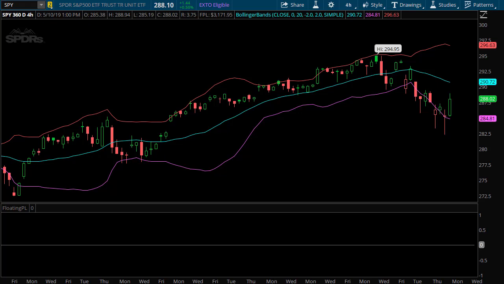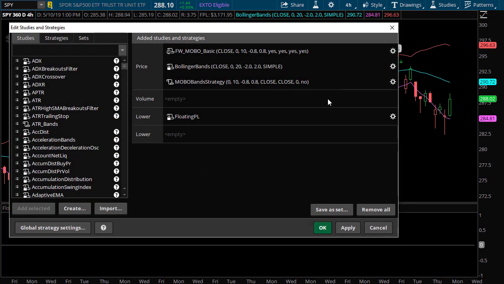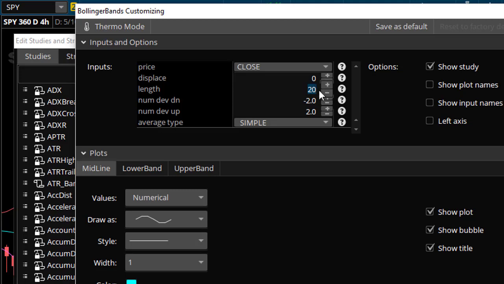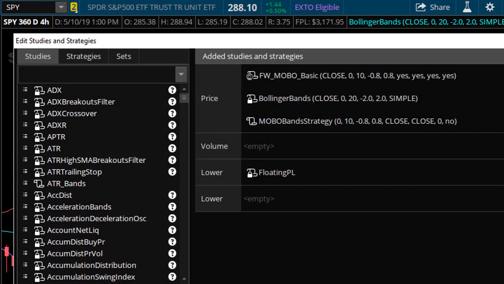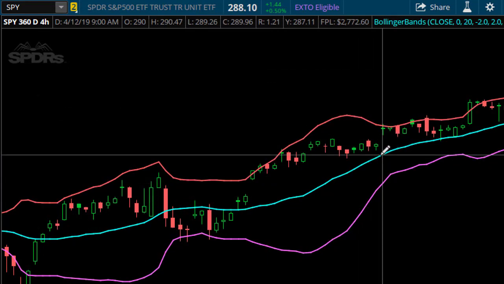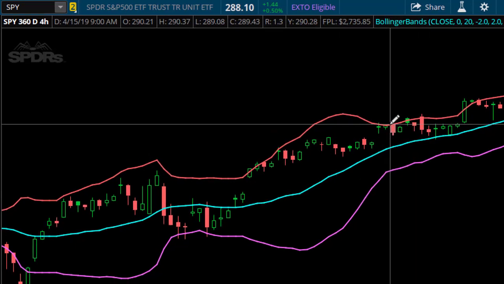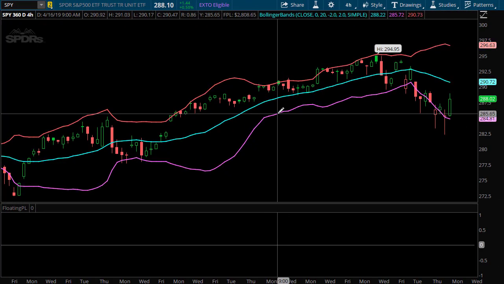So let's start with the Bollinger Band. I'm going to dive into the settings real quick, and the basic Bollinger Band setup is a look back period of 20 with a standard deviation of -2 and +2. Basically what that means is that the middle line here is the 20-day moving average, and then you have two standard deviations above and two standard deviations below.